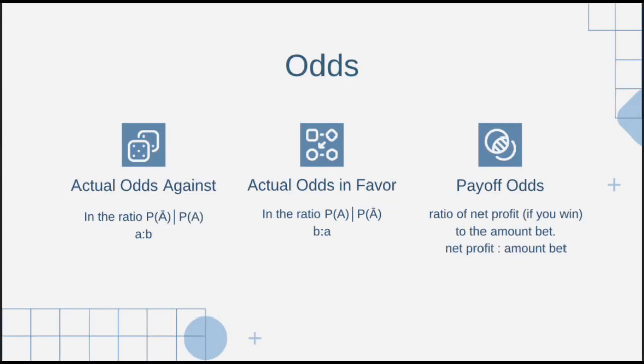Another form of probabilities is odds, and odds can be either against or in favor. So when actual odds are against event A occurring, this is seen as P hat over P(A), and usually expressed as a:b. And actual odds in favor are the opposite, where it's P(A) over P hat, or b:a. Payoff odds is a way of figuring out the ratio and your net profit if you won. For example, this can be used in gambling a lot of the time, or in any kind of games, usually with money, or maybe even figuring out the odds of winning the lottery.